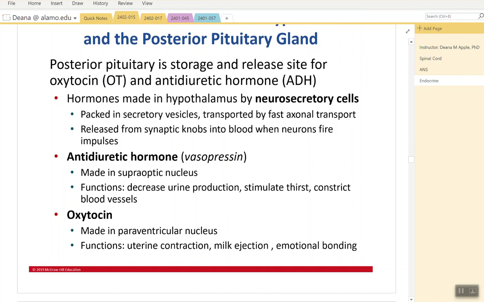So vasopressin or antidiuretic hormone is made in the supraoptic nucleus, and it decreases urine production, stimulates thirst, and constricts blood vessels. Why would you need to do this? If you're dehydrated. We need to retain water. Antidiuretic hormone. Oxytocin, made by the PVN, primarily functions in uterine contraction, milk ejection, and emotional bonding. This happens between mothers and their babies and between sexual partners. Oxytocin plays a role in emotional bonding.